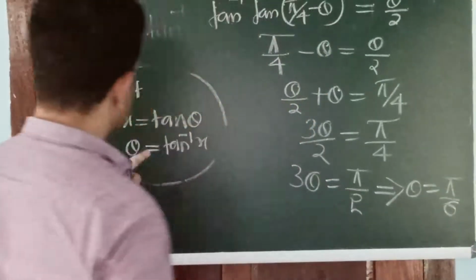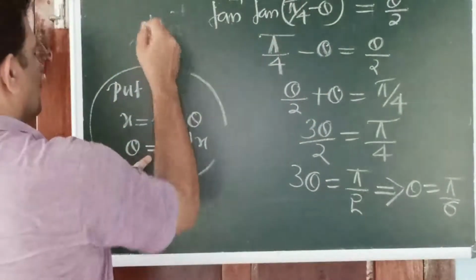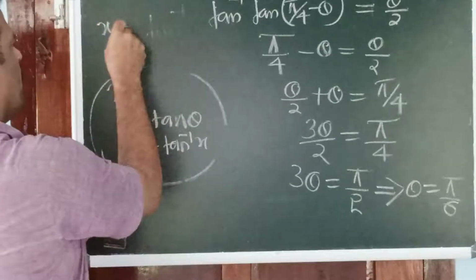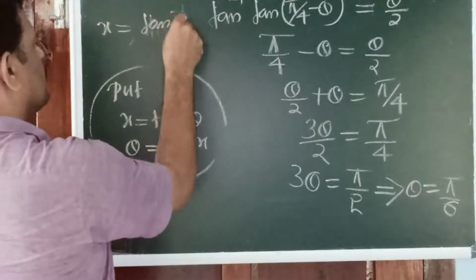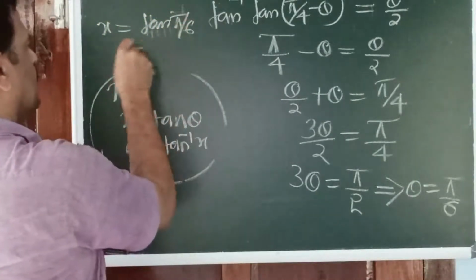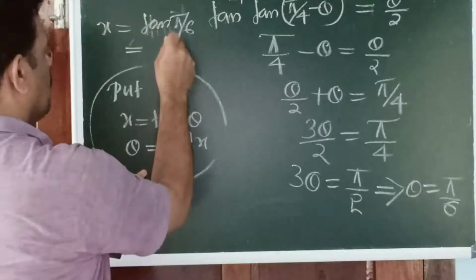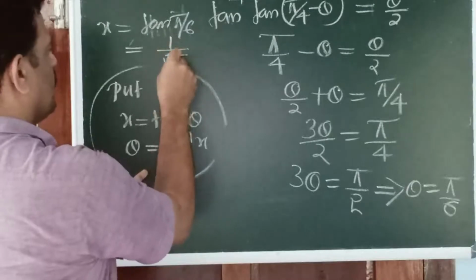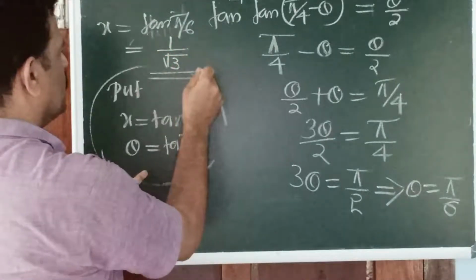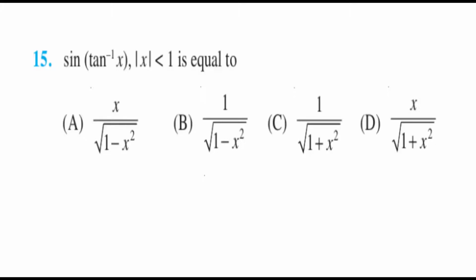Now from this we can write x equal to tan pi by 6, because x is tan theta and theta is pi by 6. Hence it is tan pi by 6. That means 1 by root 3. Therefore the value of x is 1 by root 3.